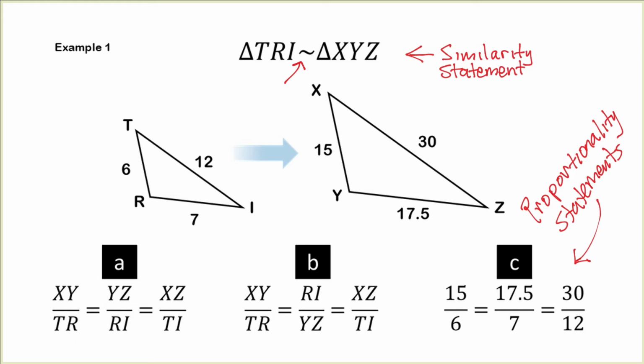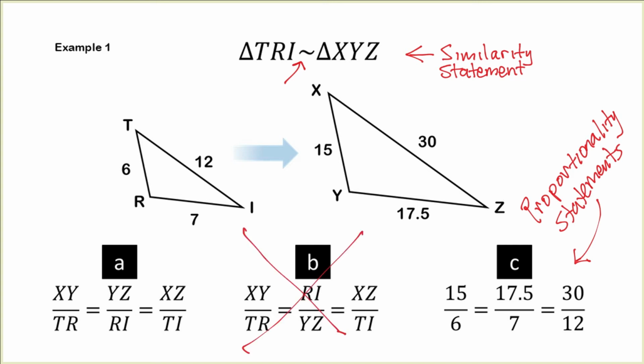In choice B, we have XY over TR, again, the image over the pre-image. And then we have RI over YZ. That's the pre-image over the image. That would be 7 over 17.5. That would be a proper fraction, but this is an enlargement problem, and so the scale factor will always be a number greater than 1. So choice B is written incorrectly.